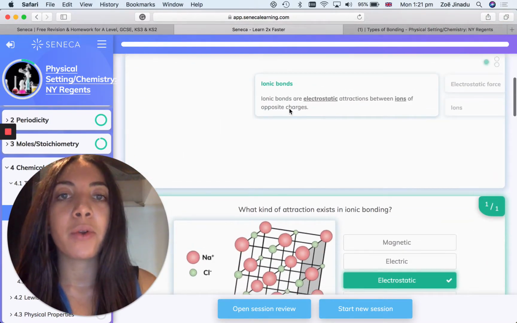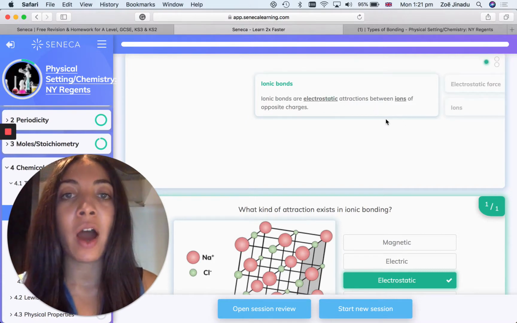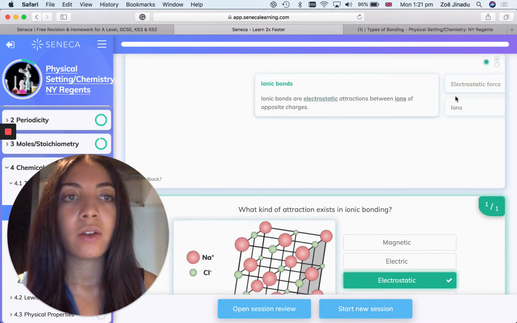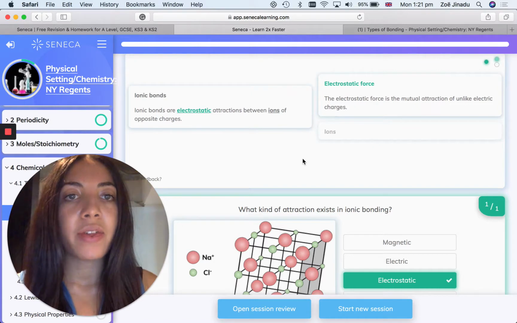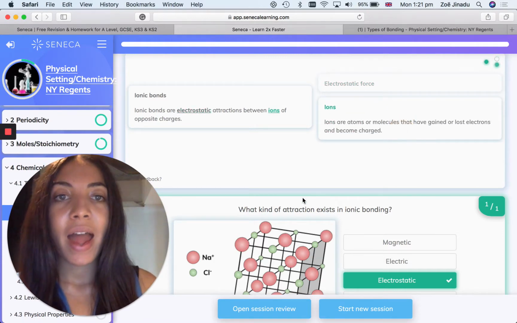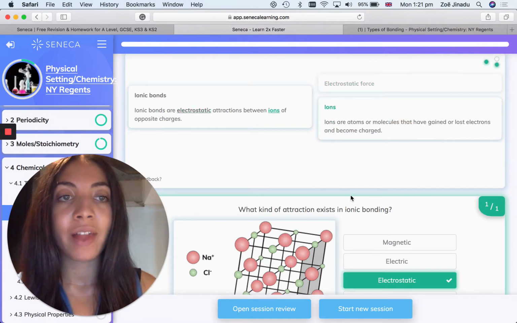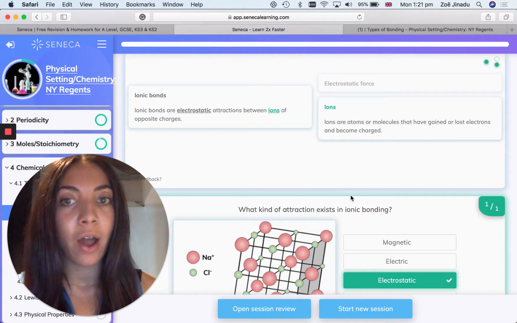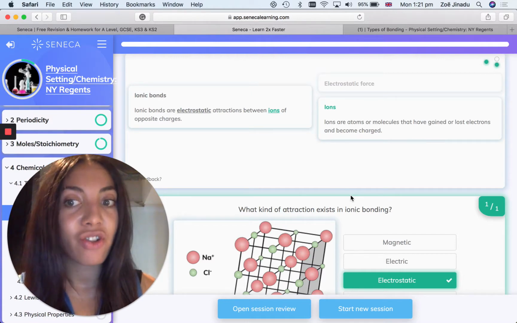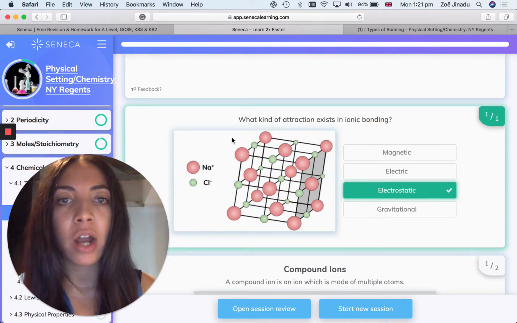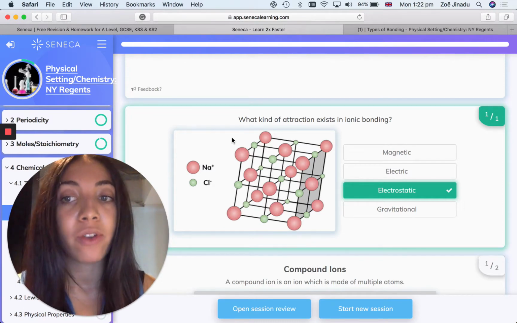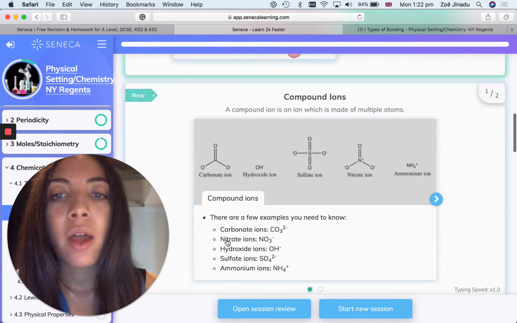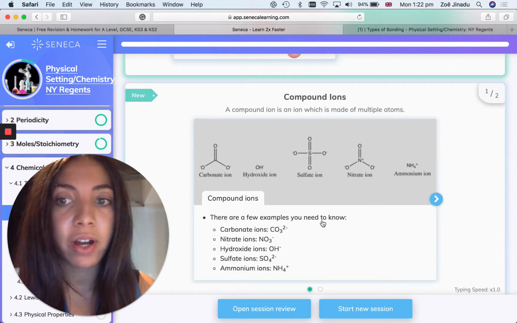Okay, so ionic bonds are electrostatic attractions between ions of opposite charges. The electrostatic force is the mutual attraction of unlike electric charges. And ions are atoms or molecules that have gained or lost electrons and become charged. Okay, so what kind of attraction exists in ionic bonding? The answer is electrostatic.